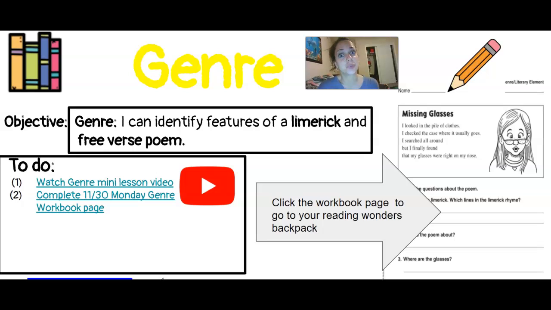This is where we get to read our new text for the week. Let's look at our purpose. I can identify features of a limerick and free verse poem. We're going to read poems today, and poems can be really fun. They are a little different than what we call prose text, which is made of paragraphs. Poems are made with stanzas.